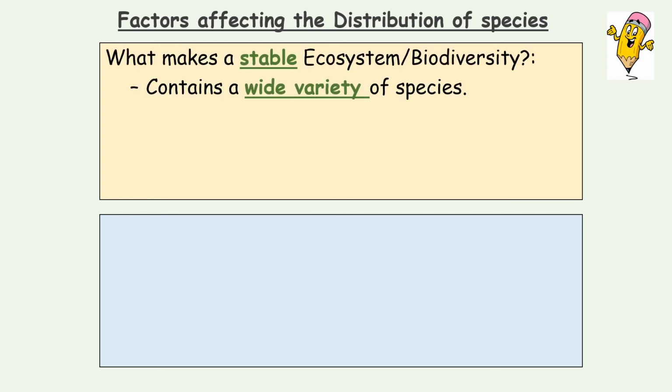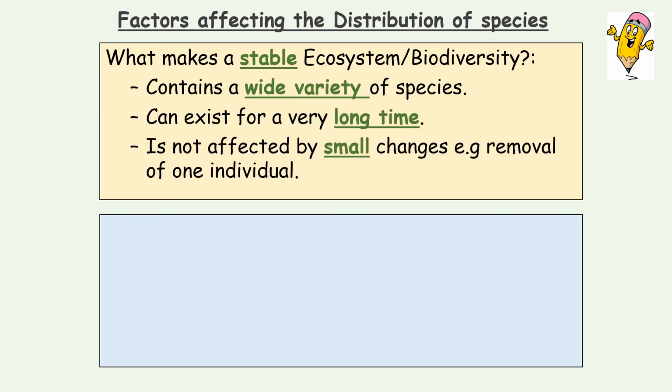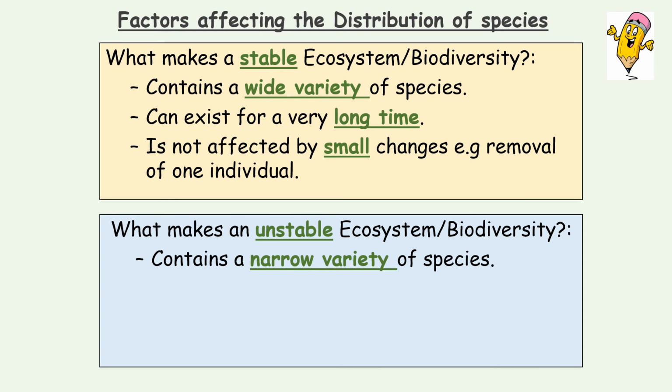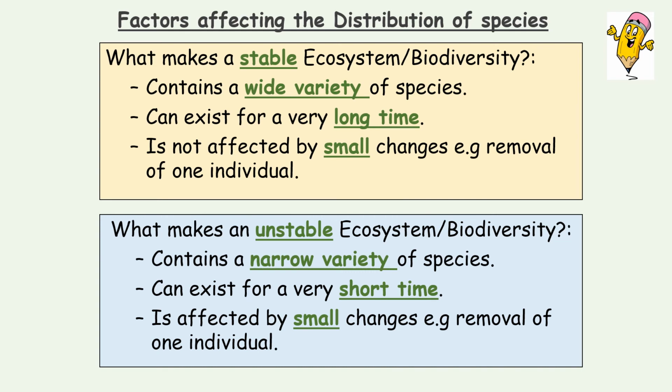So, a stable ecosystem contains a wide variety of species. It can exist for a very long time and it is not affected by small changes, so the removal of one individual, because usually it can be masked by using other individuals. Whereas an unstable ecosystem contains a narrow variety of species, so there's not that many species there. So it can only exist for a short time. As if there's one small change, for example, the removal of one individual, then that makes a huge effect on all the other individuals. So make sure you know the difference between a stable and an unstable ecosystem.